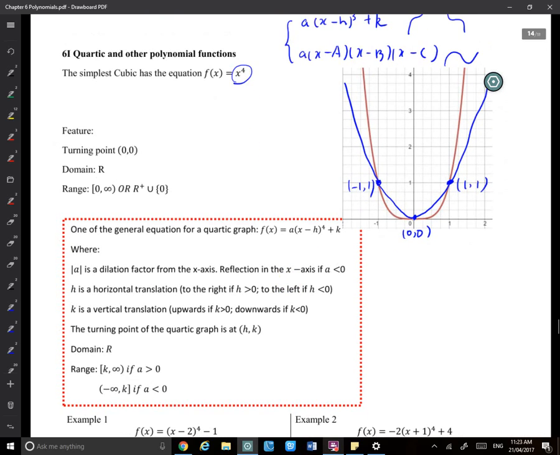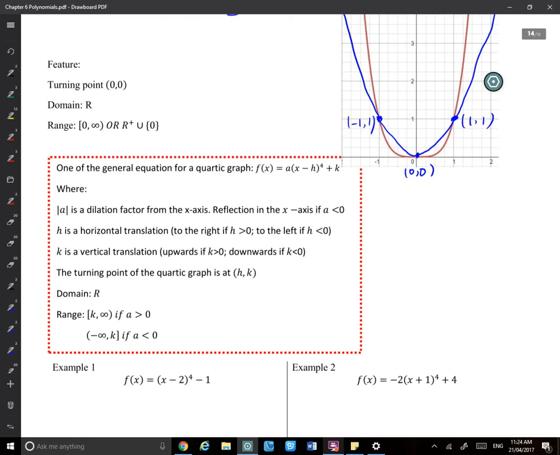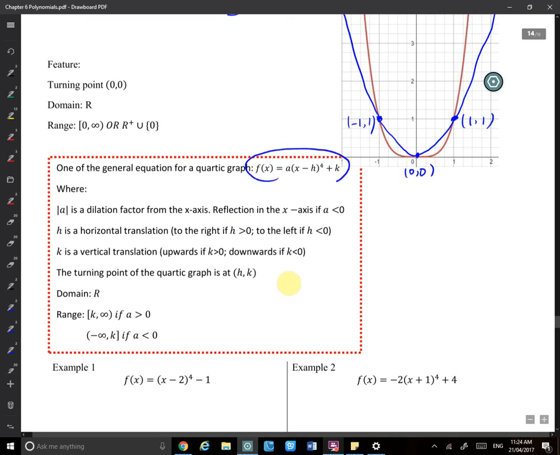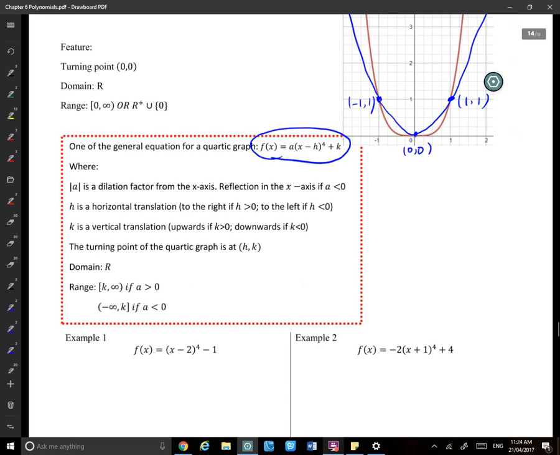The features are exactly the same as the quadratic. Turning point at 0, 0, domain is R, range is R plus union 0, or 0 to infinity. The important thing here is the general equation. The general equation is f(x) equals a(x - h) to the power 4 plus k. Very similar to the turning point form, and also the cubic one, to the power 4.